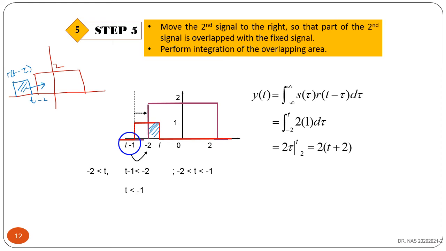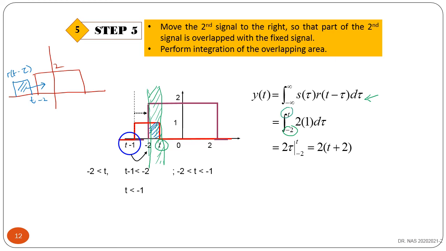Okay, it doesn't matter where you place it, as long as part of the second signal is overlapped with the first signal. So now the range where the signals overlap is between -2 to t. Okay, so this is the area where the two signals overlap. So you need to do the integration. This is the general equation. So now the range where the signal is being overlapped is from -2 to t.